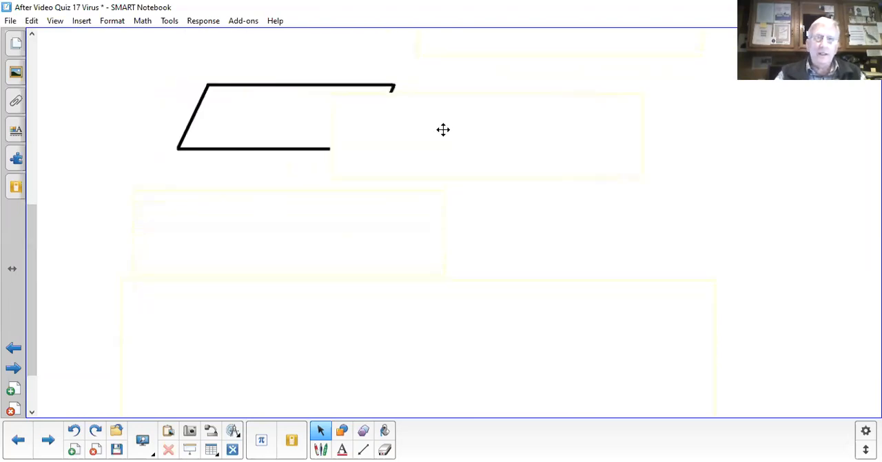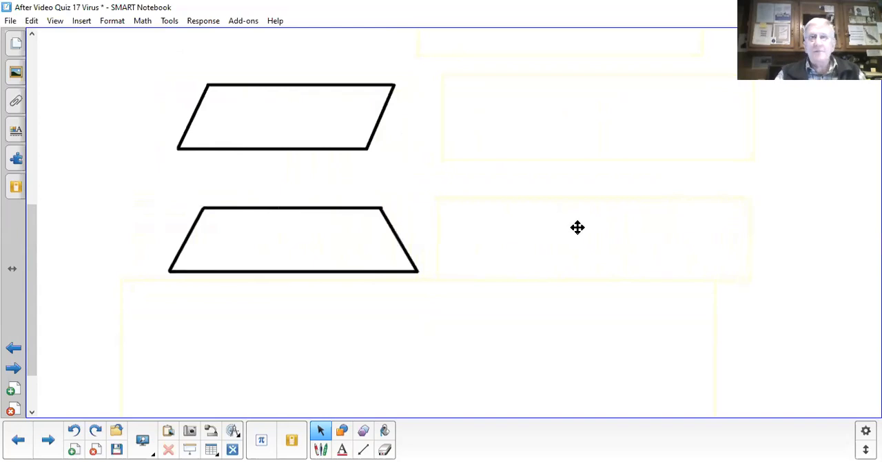How about the parallelogram? The opposite sides are both equal in length and parallel in a parallelogram. And you recall also there were trapezoids. A trapezoid has 1 pair of sides parallel, opposite sides parallel. The other 2 are not, okay?